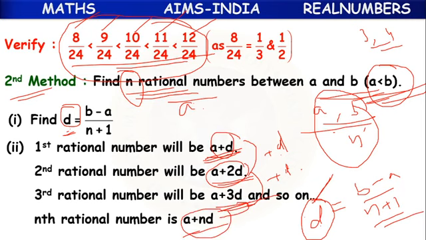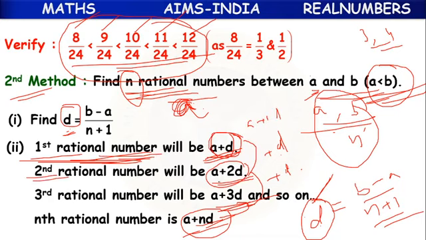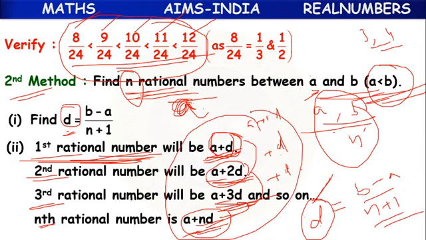Actually, if the given number is A, we should not consider it as the first one, because we have to add n rational numbers. The first rational number to be added will be A plus D, meaning A plus 1D. Second rational number A plus 2D. Third one A plus 3D. Nth one A plus nD. Like that, however many rational numbers we want to insert, by this formula we can insert.